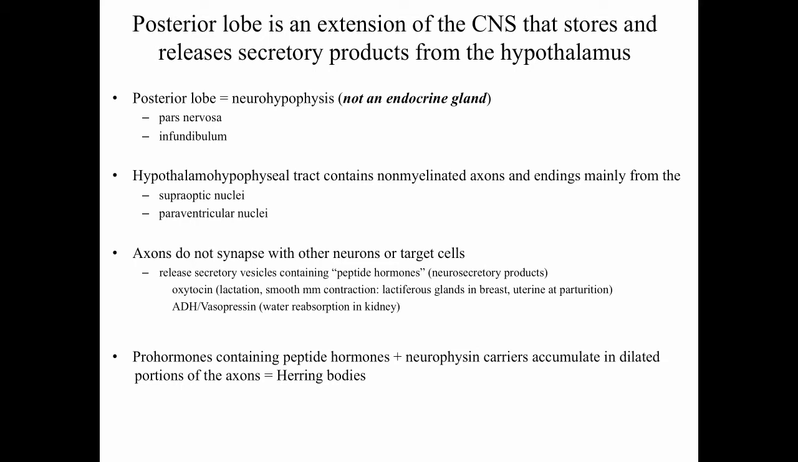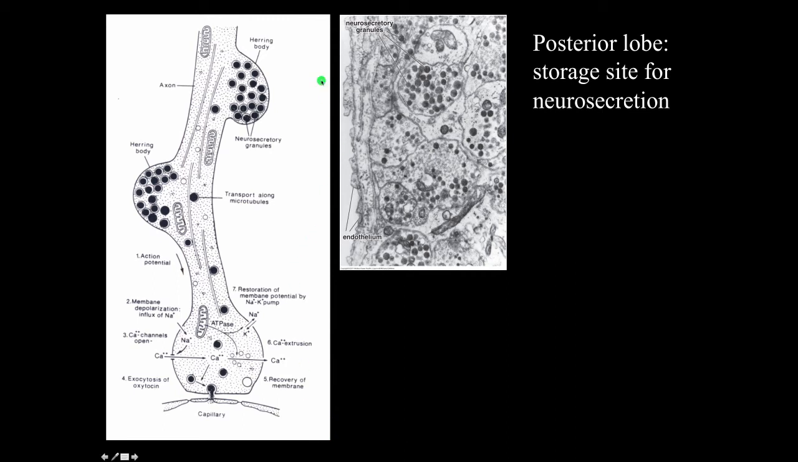These prohormones contain peptide hormones plus neurophysin carriers, and these accumulate in dilated portions of the axons that are called Herring bodies, and I'll show you some images of that in just a minute. Now, it turns out that the pituicytes are really the only cell that's specific to the posterior lobe of the pituitary. These pituicytes are actually glial cells. So this is a diagrammatic view of an axon in the posterior lobe showing the so-called Herring bodies that are accumulations of these neurosecretory vesicles.